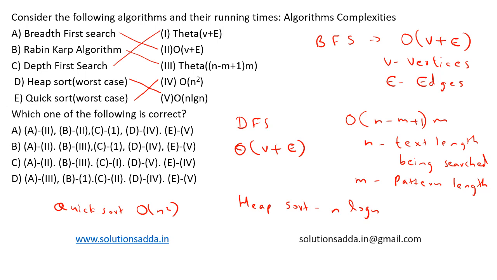So let's see which option is correct. Based on the options, we can say option C is the correct answer because A is mapped to 2, B is mapped to 3, C is mapped to 1, D is mapped to 5, and E is mapped to 4. So based on the options, option C is the correct answer here.